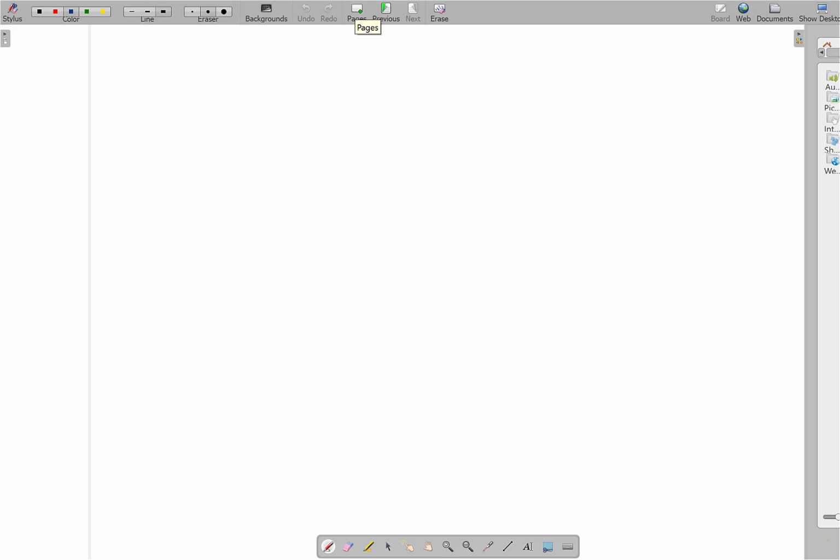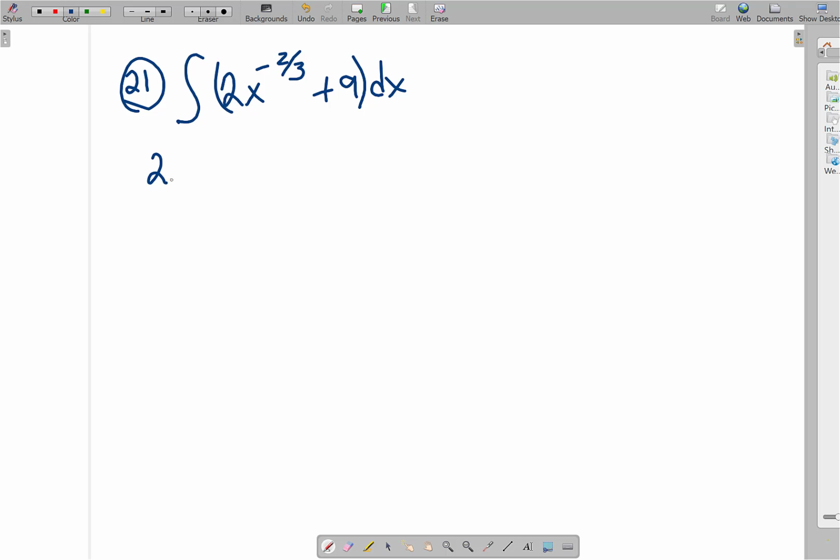So I'm going to look at problem number 21 in your book. Problem 21 says take the antiderivative of 2x to the negative 2/3 plus 9, dx. So again, we're going to take the antiderivative of each term. This would give me 2x to the negative 2/3 plus 1, which would be 3/3, because the bottom number is 3. And I would get what here? Negative 2 plus 3 is 1/3. So I've got to divide by 1/3.